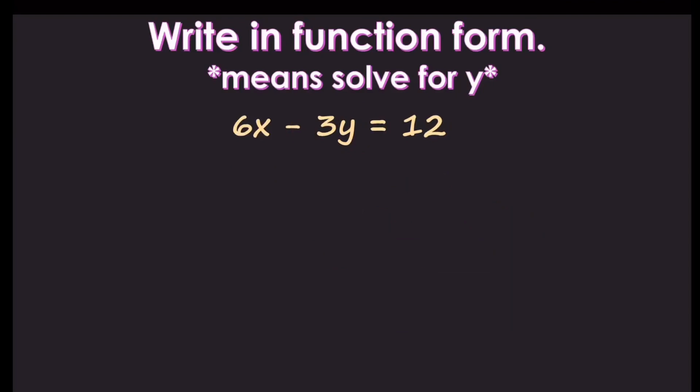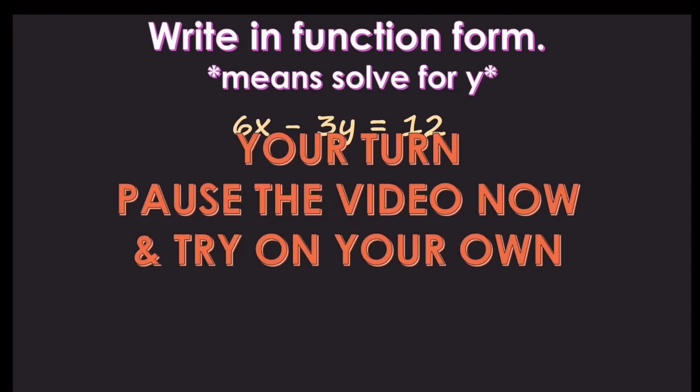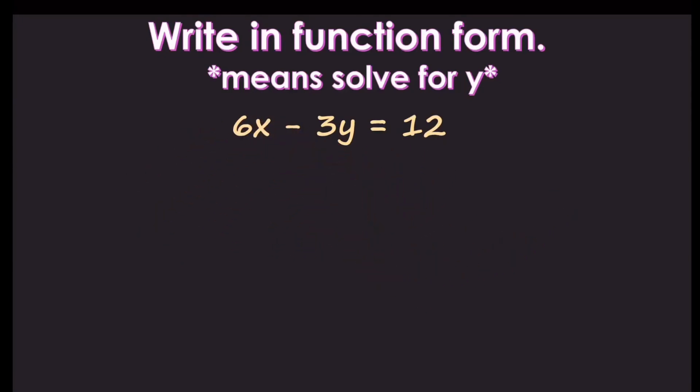Here it is. Same instructions, write in function form. Your turn. Pause the video and try it on your own. Okay. So I need to get y by itself. That means I'm going to subtract 6x from both sides. I'm subtracting 6x because the 6 is positive. That negative goes to the 3.